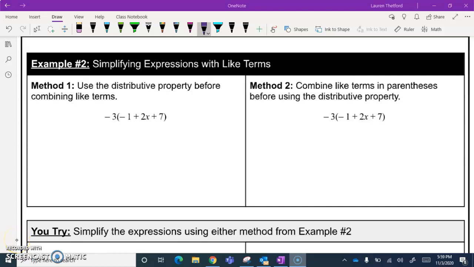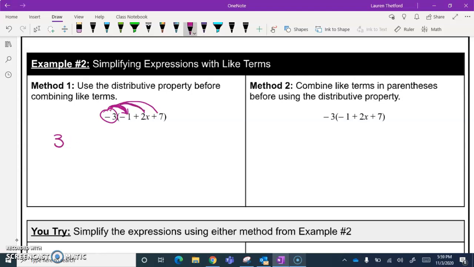Right, example 2 is simplifying expressions with like terms. So method 1, use the distributive property before combining like terms. So this means we're going to take this -3 and multiply it to everything inside of my parentheses. So first we have -3 times a -1. -3 times -1 is +3.